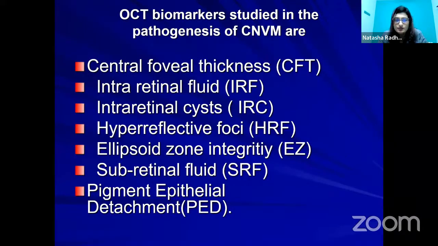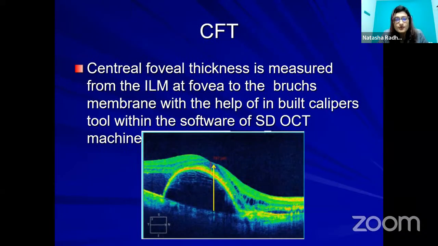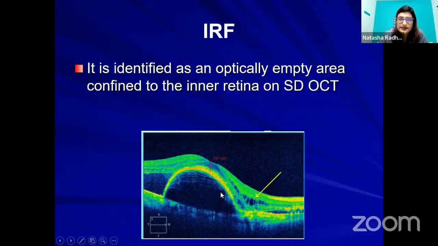In CNVM, central foveal thickness, intraretinal fluid, intraretinal cysts, again hyperreflective foci, ellipsoid zone integrity, subretinal fluid, and PEDs have been studied, the height and the extent of the PEDs. I will not go into the details, I'll just show you what we are looking at. Central foveal thickness is measured from the ILM to the Bruch's membrane at the fovea with the help of the inbuilt calipers.